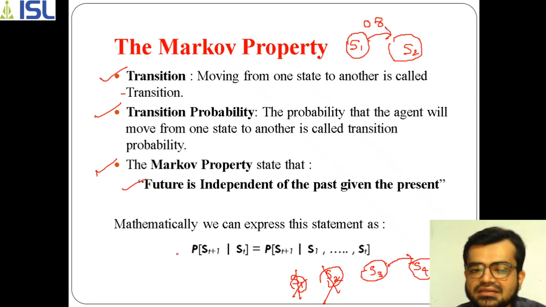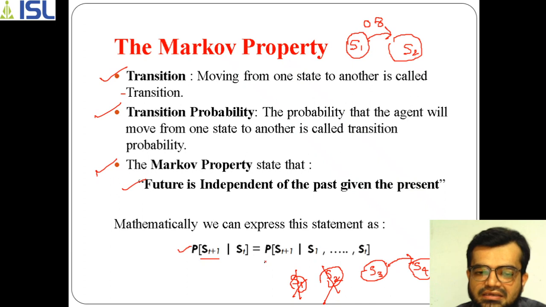If I represent this in mathematical terms, S of t plus 1 is the upcoming state, like S4, and it will just concentrate on S of t, that is S3. If you don't consider the Markov process, S of t plus 1 can depend on multiple states, S1, S2, something like that. If I'm moving to S4, then in the normal case I should concentrate on S3, S2, S1. But the Markov property says that it just depends on S3, not on the other states.